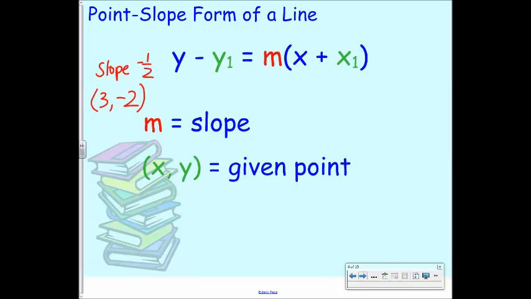So here's our point, 3, -2. What's the y value in this point? -2 is the y, and 3 is the x. So here's my x1, y1, and I'm going to plug that in. So I say y minus -2 equals, what's my slope? -1/2. x minus, what's my x value? 3. All right, and that's it.